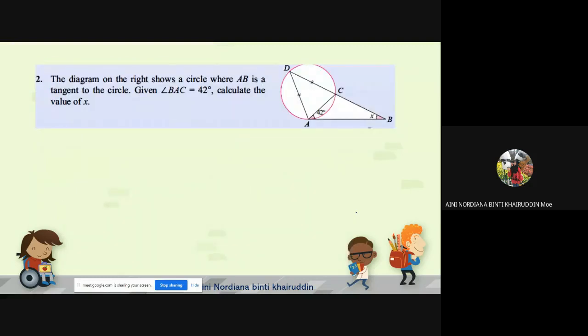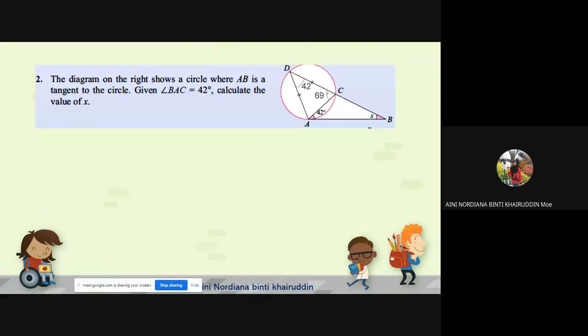Okay, number 2. The diagram on the right shows a circle where AB is the tangent. Calculate the value of X. So you want to calculate the value of X. Angle here 42 because it equals this angle. So AC is the chord to the circumference. So angle here also 42.